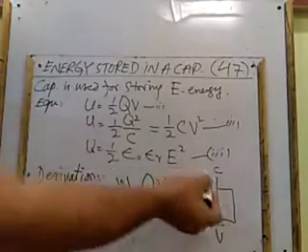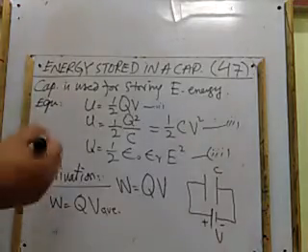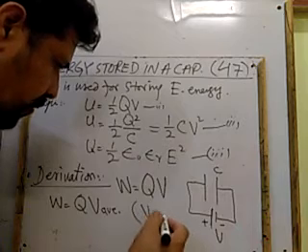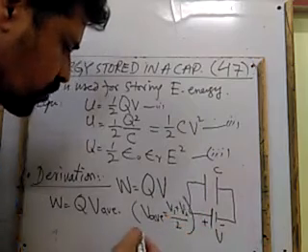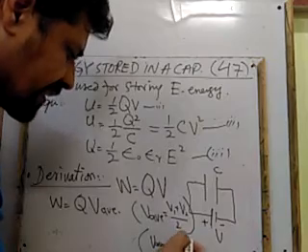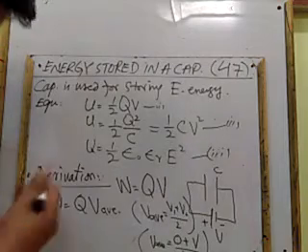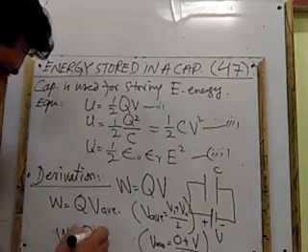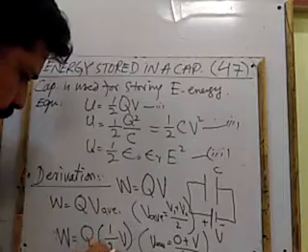As the voltage across the capacitor is variable, initially 0 and finally V, we can take the concept of average voltage. Average voltage is equal to initial voltage plus final voltage divided by 2. Initial voltage on the capacitor is 0 and final voltage is V. So with the average voltage, the total work done comes out to be Q into 1 over 2 V. This is the average voltage of the capacitor.